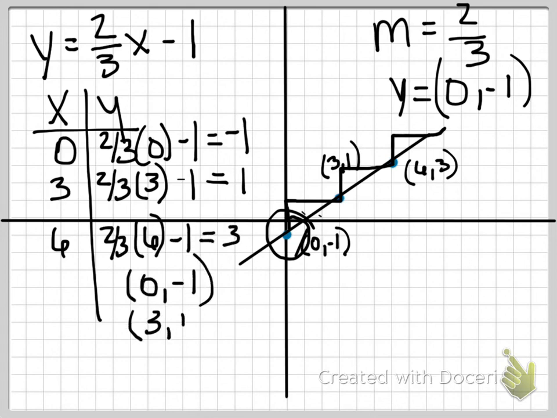So if I plug in 0 into the equation, I get -1. If I plug in 3, I get +1. If I plug in 6, I get +3. And so these are the 3 points that we've graphed.